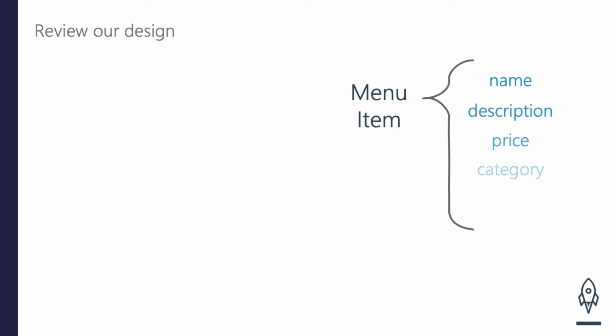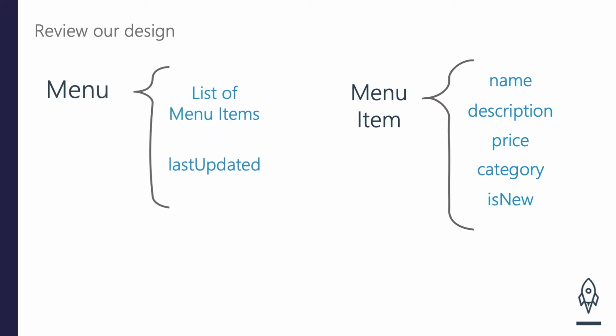So let's remember this and review our design. Our menu item had these 5 things about it: the name, description, price, category, and is new. Our menu had a list of those menu items, as well as the date of when it was last updated. In this case, last updated.